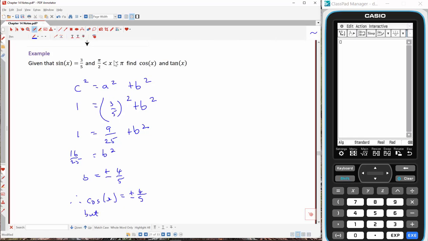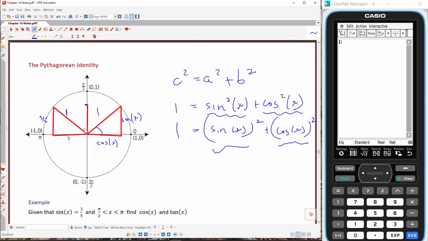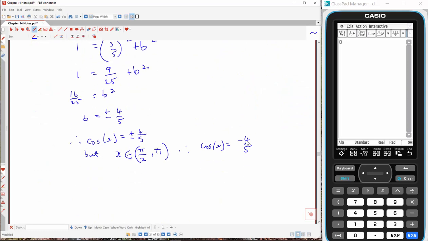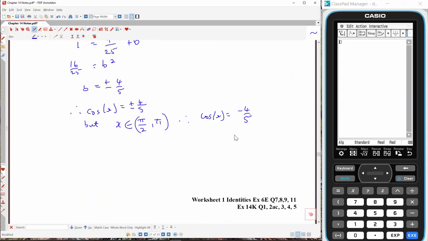But what do we note? We've got, but x is an element between pi on 2 and pi. Therefore, cosine x is equal to negative 4 on 5. Now, why did I know that? Because this is the domain of x, and have a look, cosine, it's negative. It's got to be negative 4/5. It can't be the positive. Right, so there we go. We've got cosine of x is equal to negative 4/5.